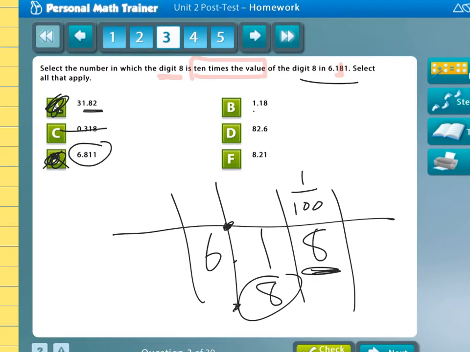This is not, the 8 is in the hundredths place, so that's not 10 times greater. This time the 8 is in the tens place, that's not 10 times greater. And this is 8 in the ones place, that's not 10 times greater. So you're looking for a number that has a digit in the tenths place, because 8/10ths is 10 times greater, because you're moving one space over, than 8/100ths.